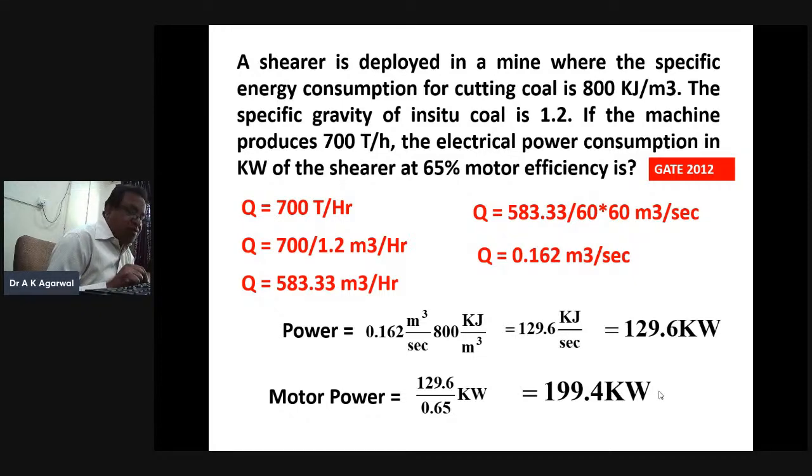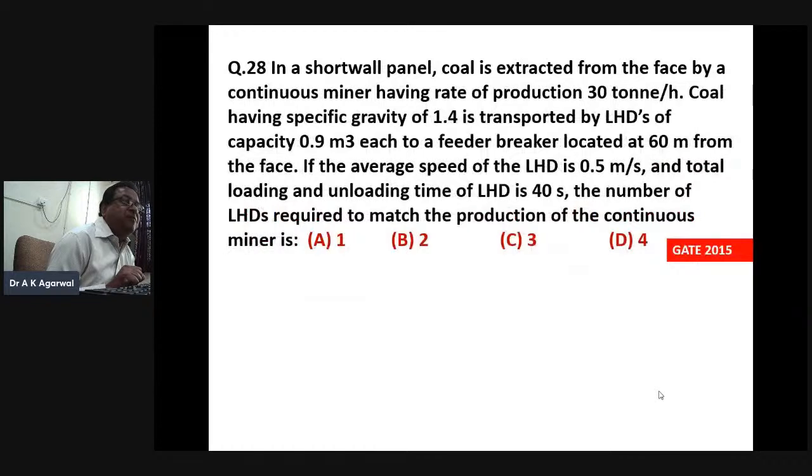Okay, let us switch over to another question. In a short wall panel, coal is extracted from the face by a continuous miner having a production rate of 30 tons per hour. Coal having a specific gravity of 1.4 is transported by LHDs of capacity 0.9 meter cube each to a feeder breaker located 60 meter from the face.